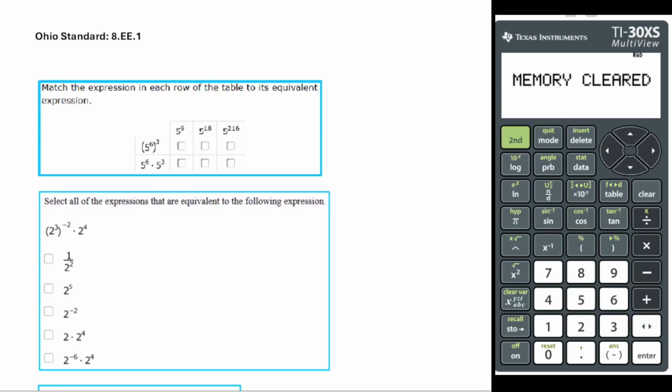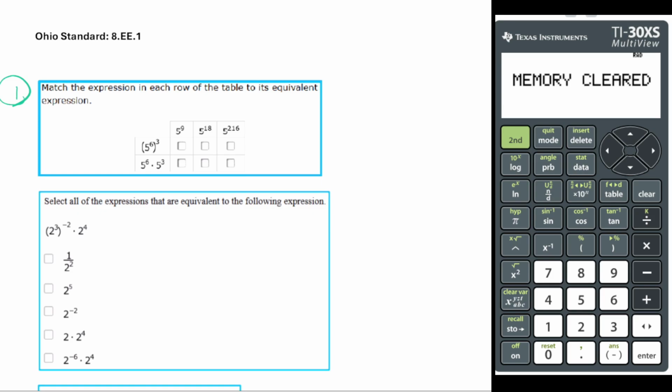Hello, hello. Welcome to another lesson of Ohio 8th grade math test prep. Today we are talking about Ohio Standard 8.EE.1, which is having to do a lot with the laws of exponents and fun stuff like that. So we're going to go over all of the state test questions that have to do with that. Starting with this first one right here.